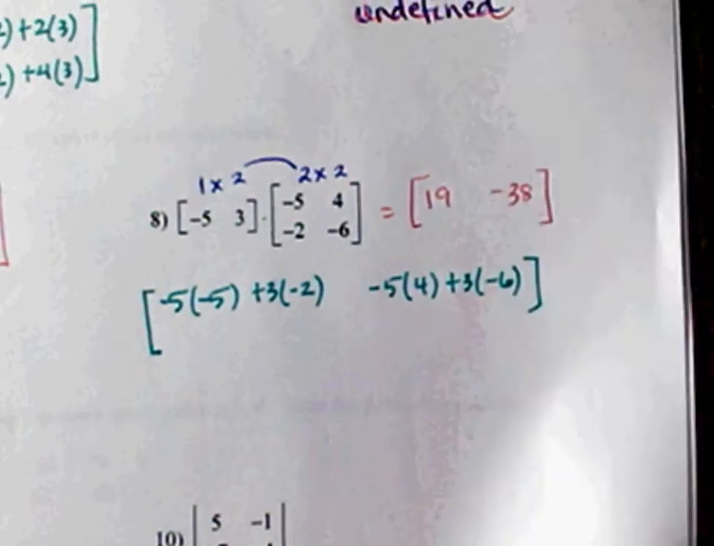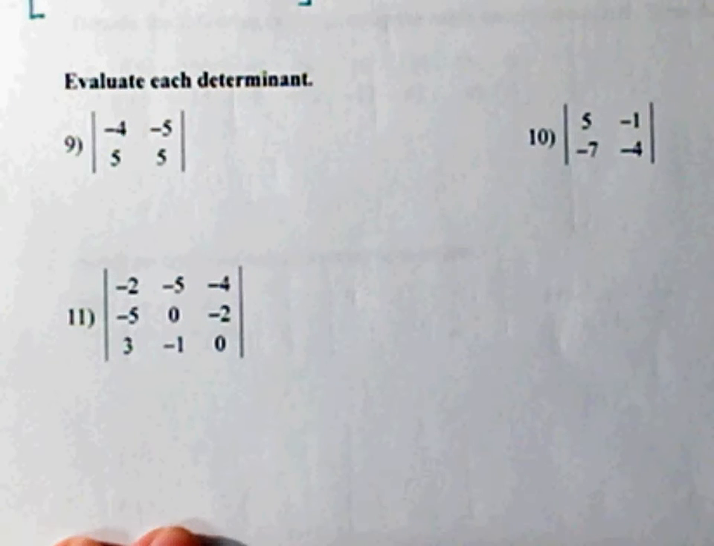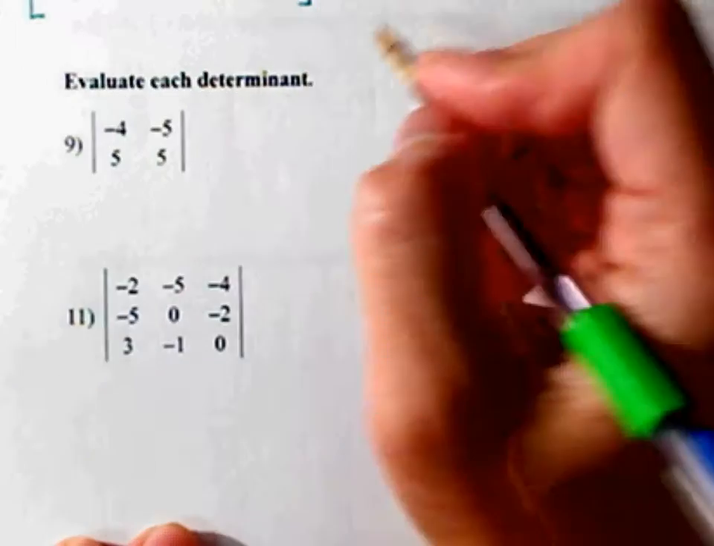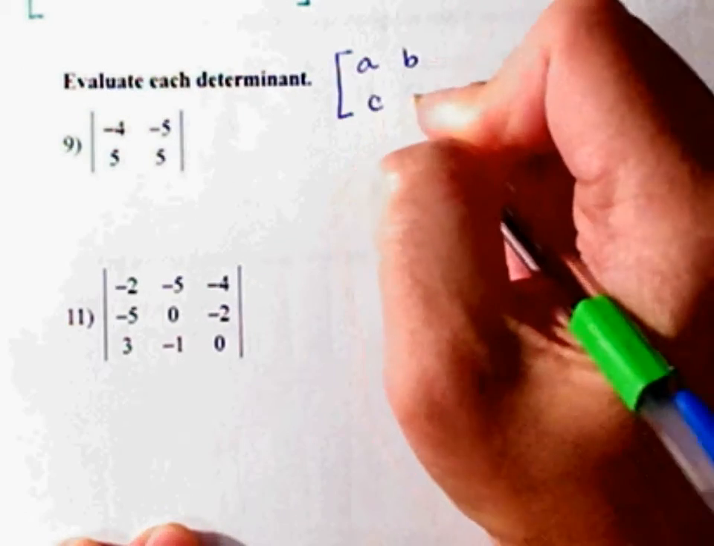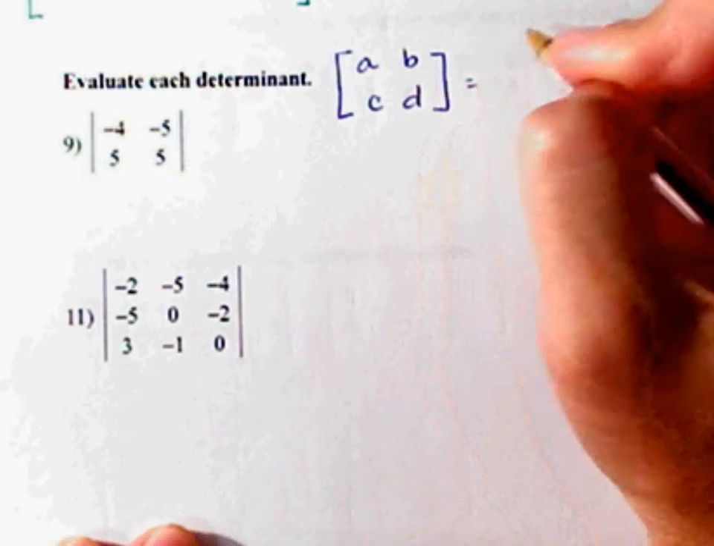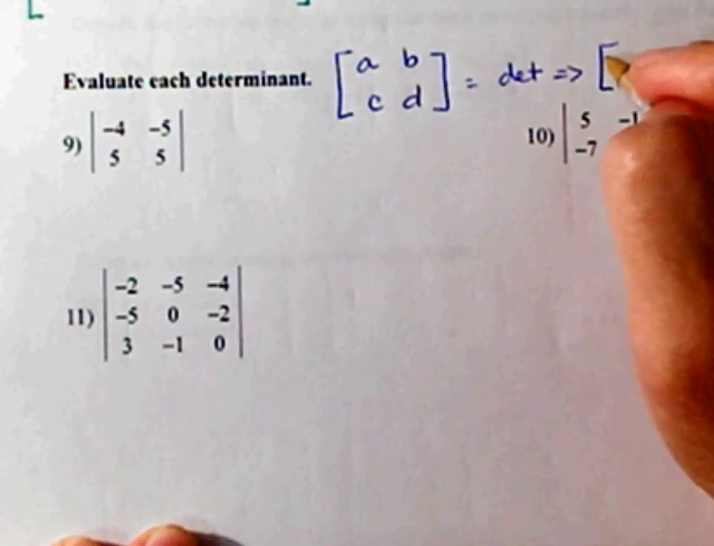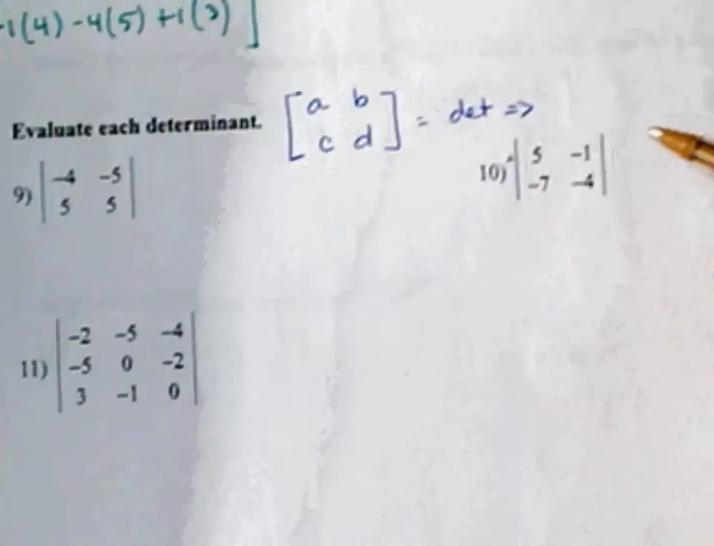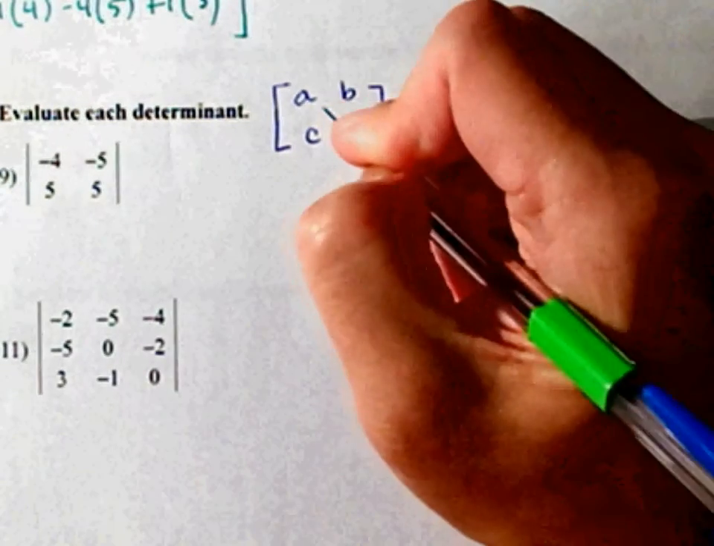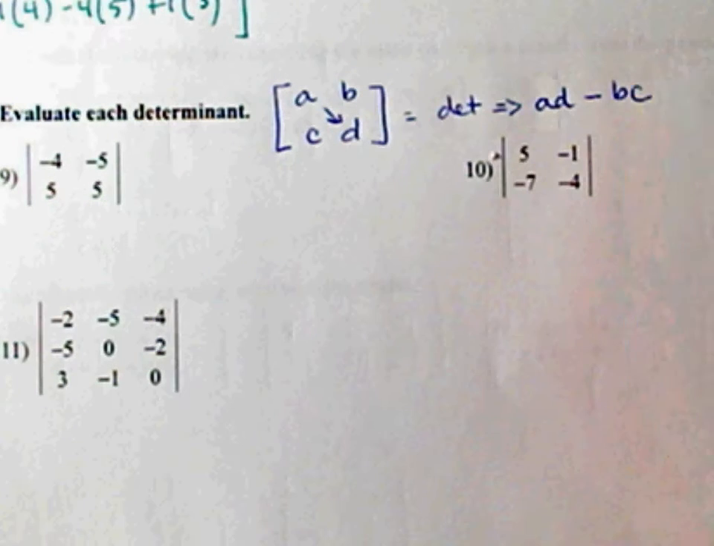Okay. On number 9 through 11, you are to evaluate your determinant. So, a little reminder, if you have a matrix A, B, C, D, okay, your determinant will be A times D minus B times C, okay, so that's your determinant.